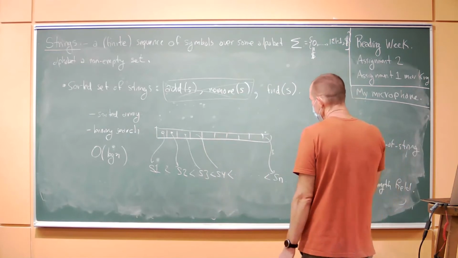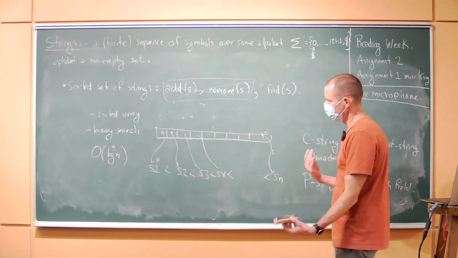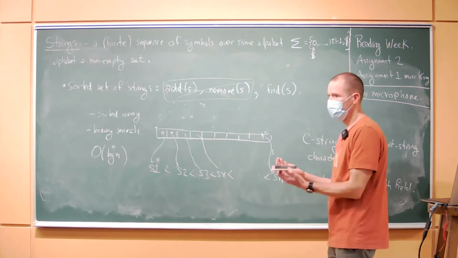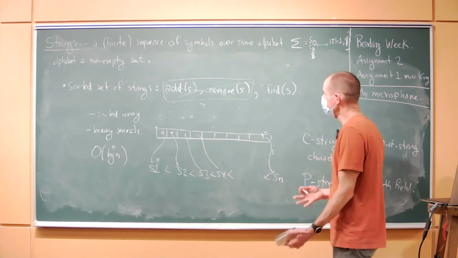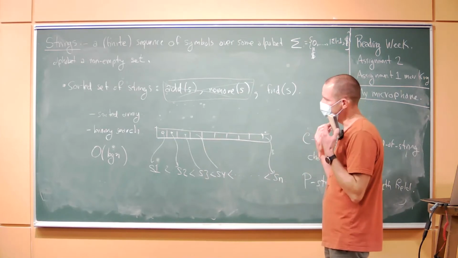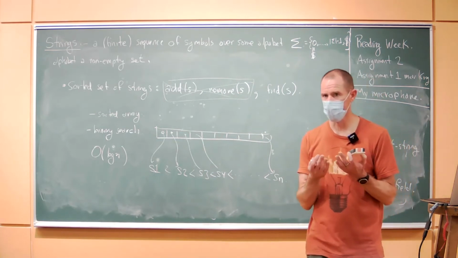So binary search, when you usually learn it, it's about searching for numbers or something simple where you can compare two things in constant time. That's not true for strings. Comparing two strings can take time proportional to the length of the shorter of the strings.